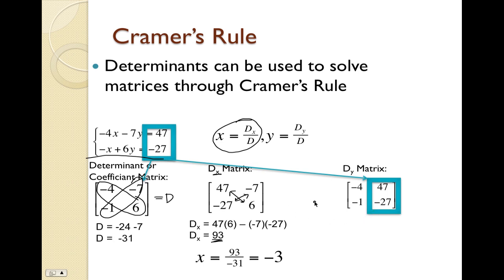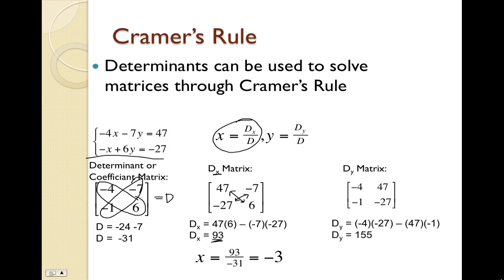Now we figure out the determinant here. We get negative 4 times negative 27 minus 47 times negative 1. That gives us 155. Now we can solve for our y variable. We set up our equation y equals 155 divided by negative 31, and we find that our y variable equals negative 5. So we've done it. We've solved the matrix using Cramer's rule. We've solved our linear system.